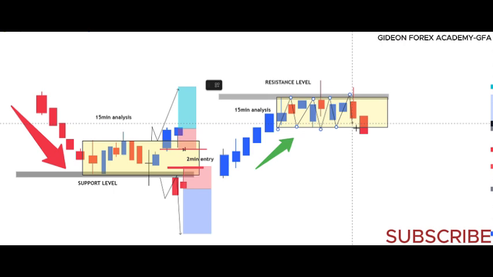Okay, these wicks up here do not count because that's a reaction, probably grabbing liquidity up here. Okay, buy side liquidity up here, all right, before dropping all the way down. So you have to pay attention. Make sure it's the candle body that closes. Like in this case, it was the candle body. You can see it was the candle body that closed.